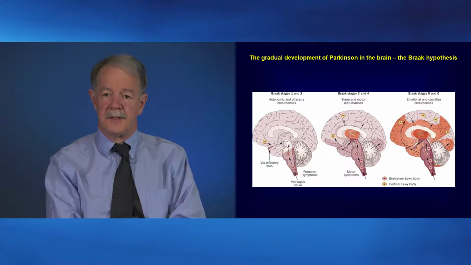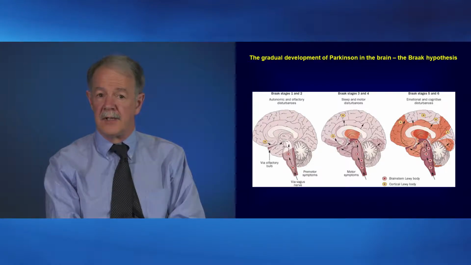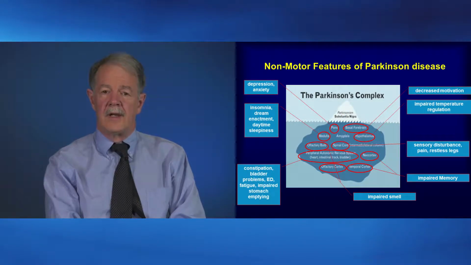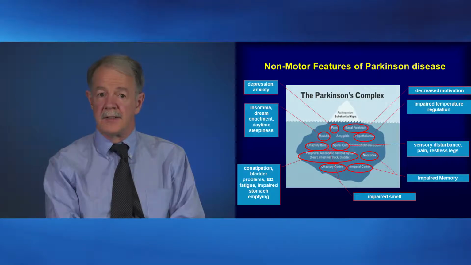So this hypothesis by a researcher named Braak has been very important in influencing how we might treat the disease, how we might cure it, because the notion that it starts in locations independently of the motor symptoms and might spread over the years gives us the notion that perhaps we can diagnose it early and stop it in its tracks.